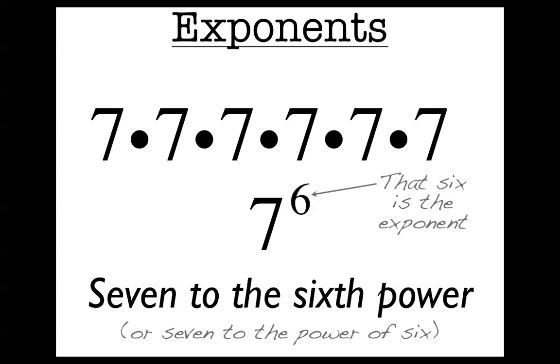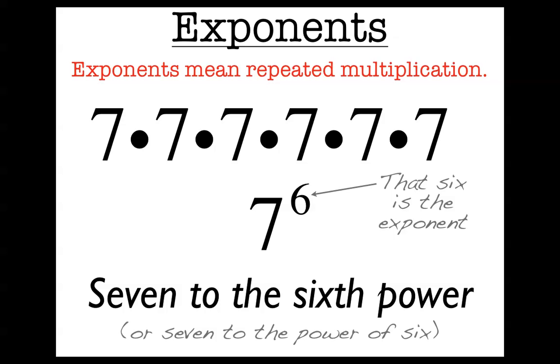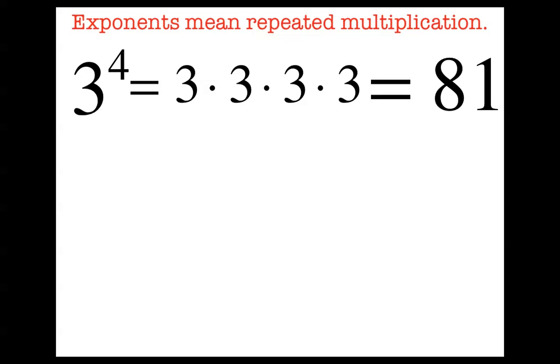Okay, so what is an exponent? An exponent is a little miniature number that kind of floats up there, and what it means is repeated multiplication. It means that there's 6 of those 7s getting timesed together. Okay, so just to make sure we got this, if you had 3 to the 4th power, that means there's 4 3s that are all getting timesed together. And if you got a calculator, you can just punch that in. 3 times 3 times 3 times 3, and you get 81.